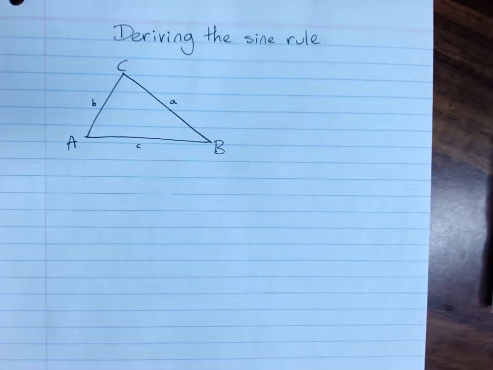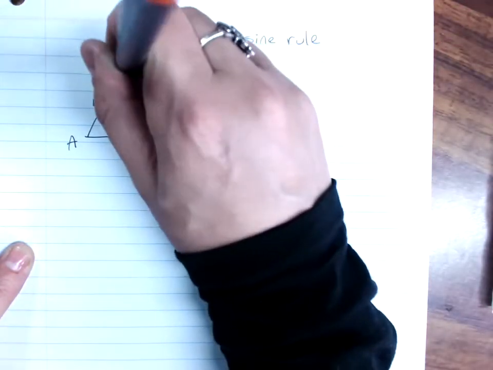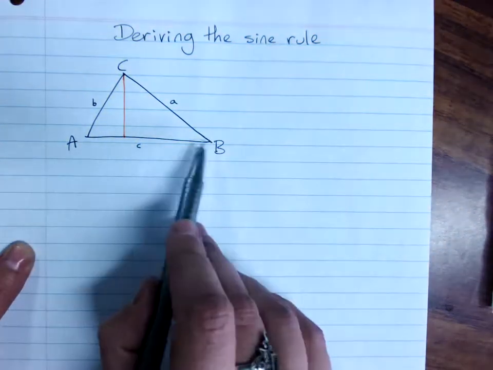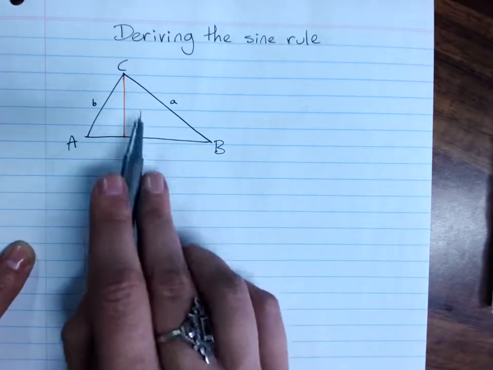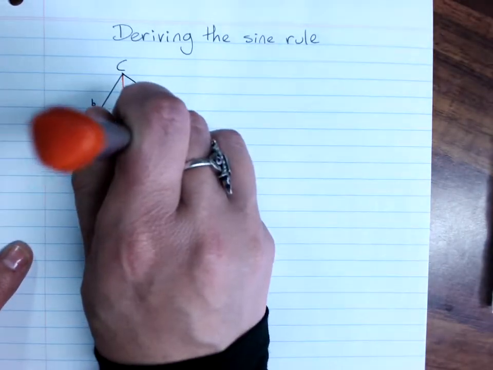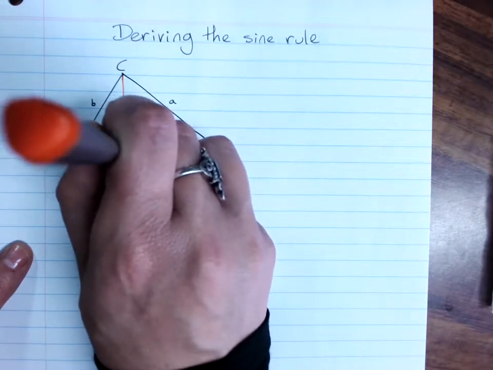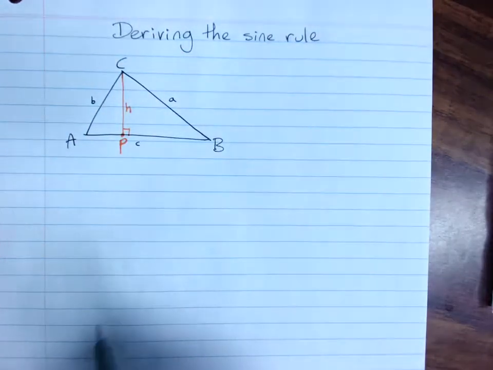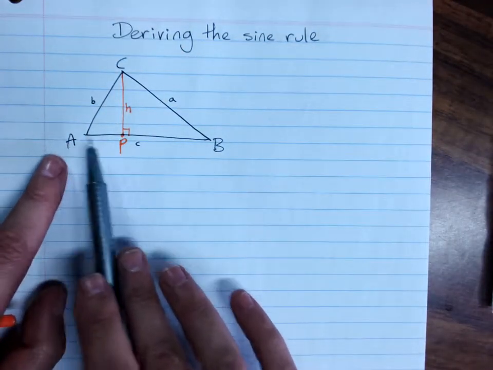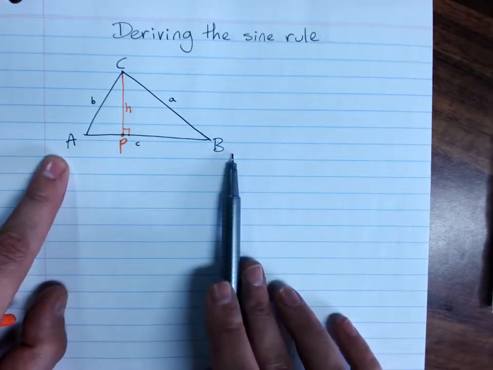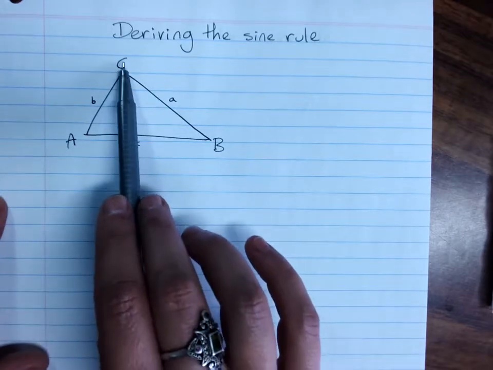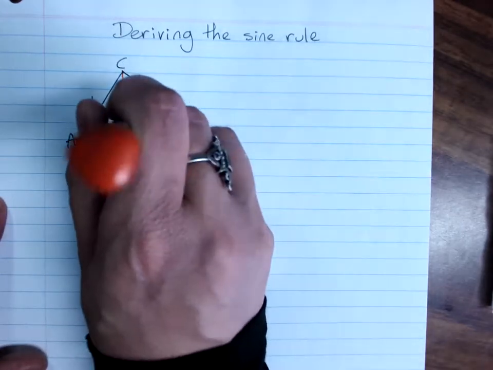If we wish to prove the sine rule, drop a line perpendicular to AB from C. As it is perpendicular, this is a right angle. This comes in at point P, and we will call this H, the height of this triangle. This does not necessarily bisect AB, because that would only work if A and B were the same. So we've just dropped this down to make two right-angled triangles.